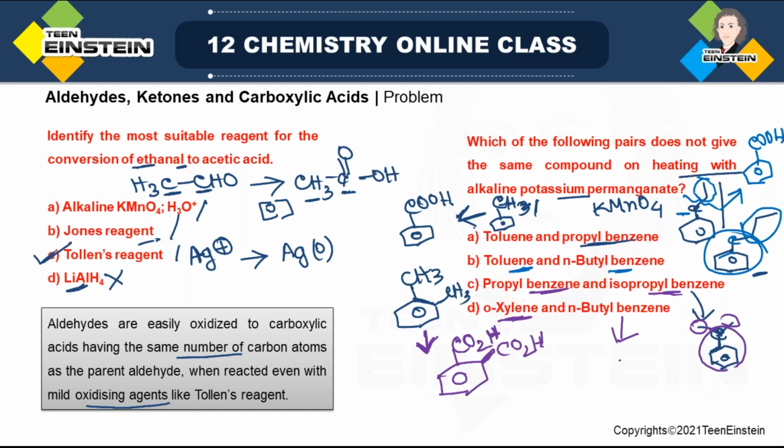But when it is N-butyl benzene, basically you are getting benzoic acid. So you are not getting the same molecule as product. So that is why this should be the correct option, because the question is asking which of the following pairs does not give the same compound. Fine. So option D, orthoxylene and N-butyl benzene, will be the correct option.